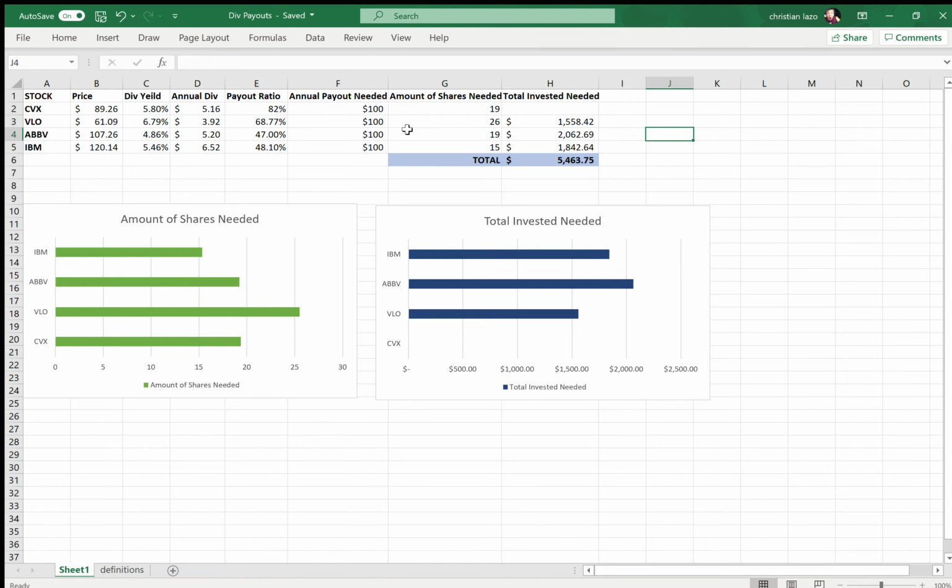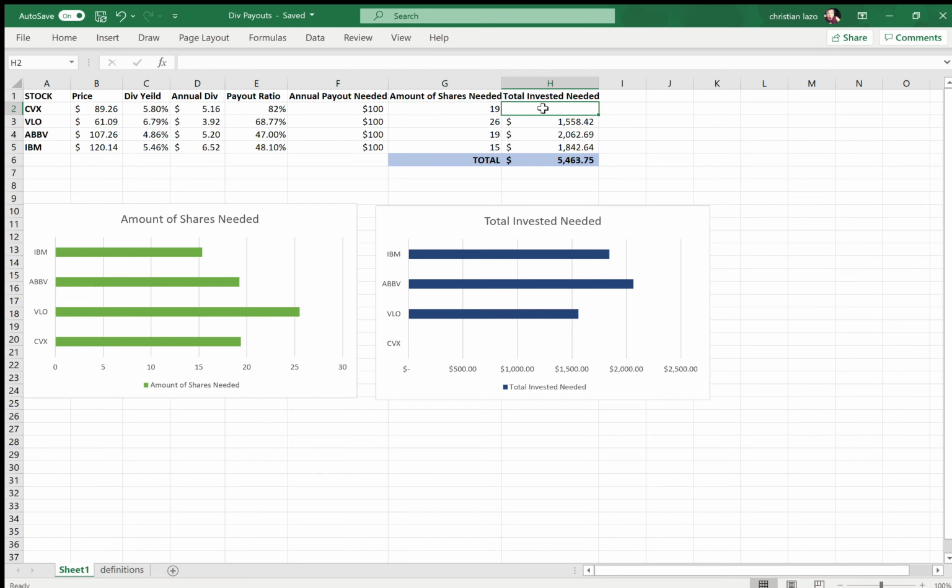There we go. So the amount of shares needed is 19. You need to have 19 shares to receive $100. So basically what we did here is we divided the $100 that you want to receive from Chevron by the annual dividend, because the annual dividend is what's going to be paying you each quarter. Okay, so each quarter I will be receiving $100 from the 19 shares that I invested. So if I bought 19 shares and I want $100, you divide the 100 by the dividend, and that's how you find the amount of shares needed.